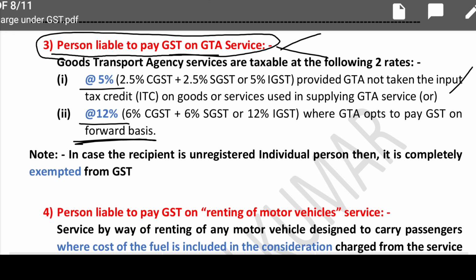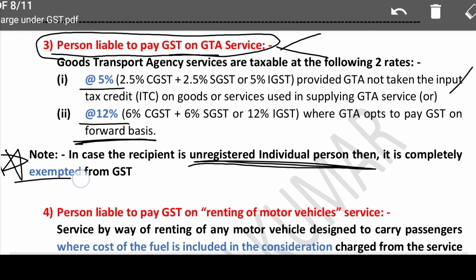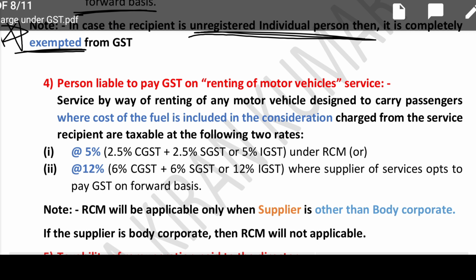And if the recipient is an unregistered individual person, this is most important. If the GTA is providing services to an unregistered individual person, then it is completely exempted from GST. And person liable to pay GST on renting of motor vehicle service.